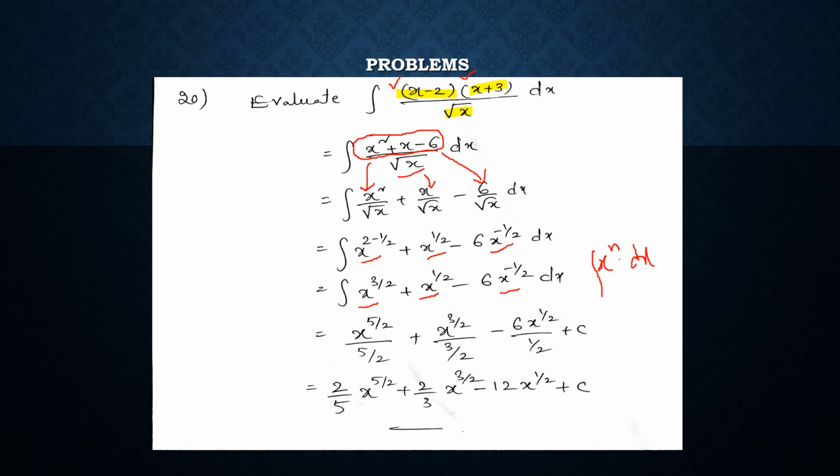That becomes x to the power of 5 by 2 by 5 by 2 plus x to the power of 3 by 2 by 3 by 2 minus 6 into x to the power of 1 by 2 by 1 by 2. So by simplifying this, we will get 2 by 5 into x to the power of 5 by 2 plus 2 by 3 into x to the power of 3 by 2 minus 12 into x to the power of 1 by 2 plus c. So this is the solution for this given problem.